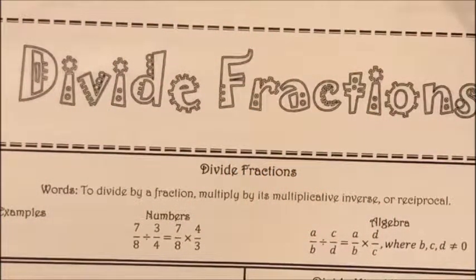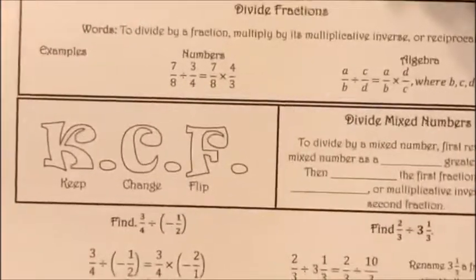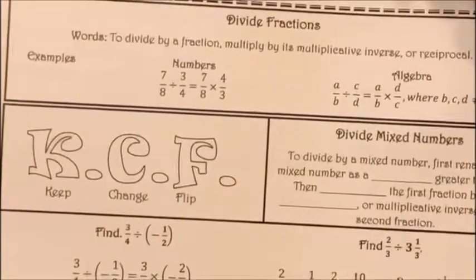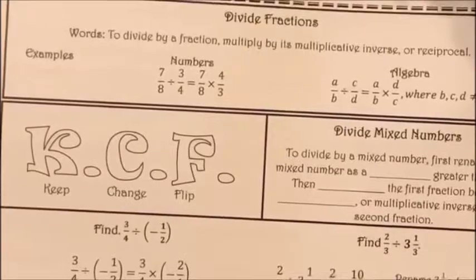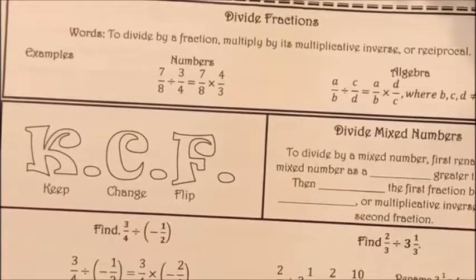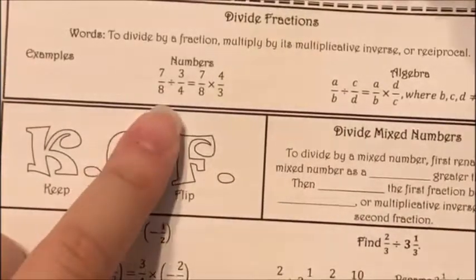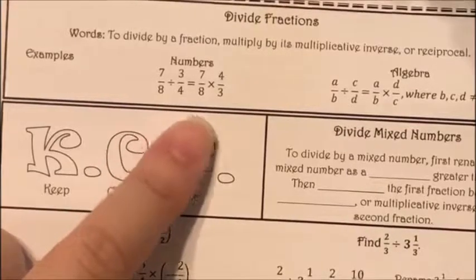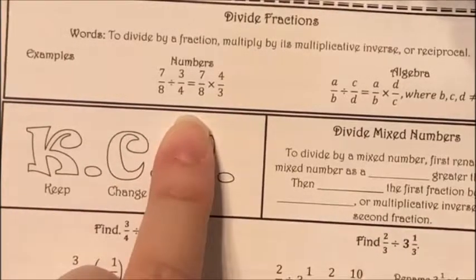This is Chapter 4, Lesson 7, Divide Fractions. So in order to divide by a fraction, I multiply by its multiplicative inverse or reciprocal, okay? So remember, a reciprocal is I just flip the fraction. So 7/8 divided by 3/4 becomes 7/8 times 4/3.